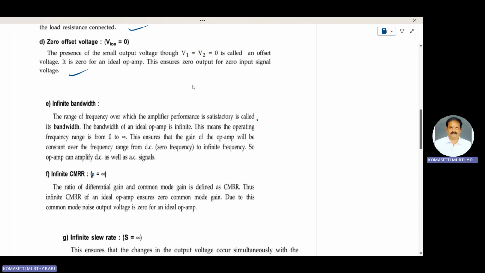Infinite bandwidth. Bandwidth means the open loop gain of an op-amp is constant as the frequency is varied from 0 to infinity.